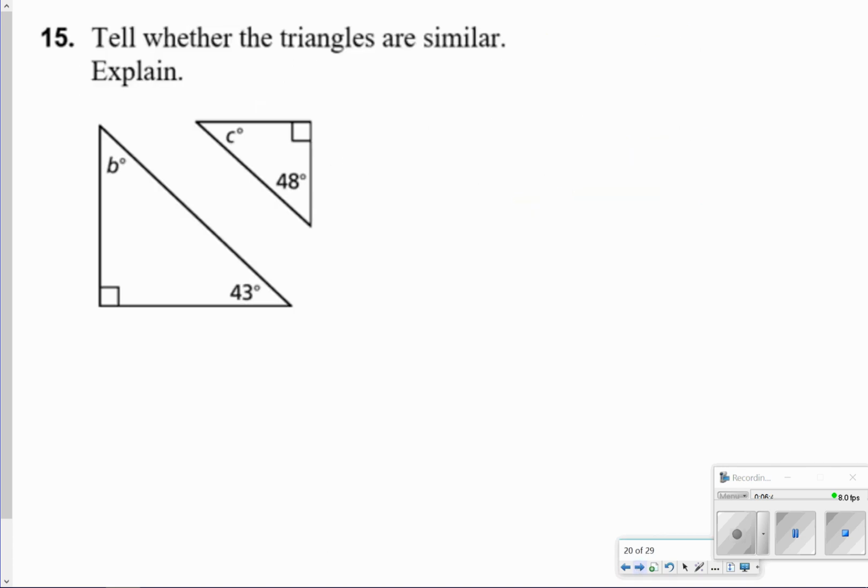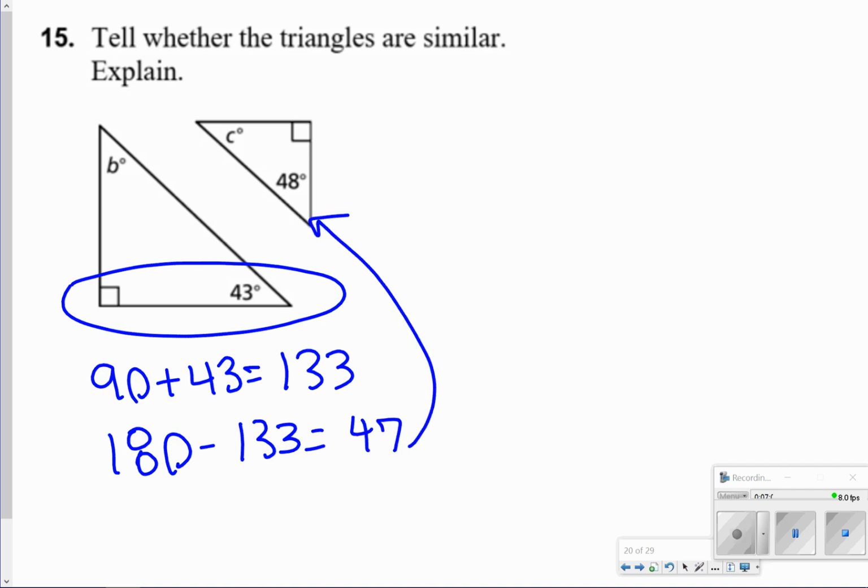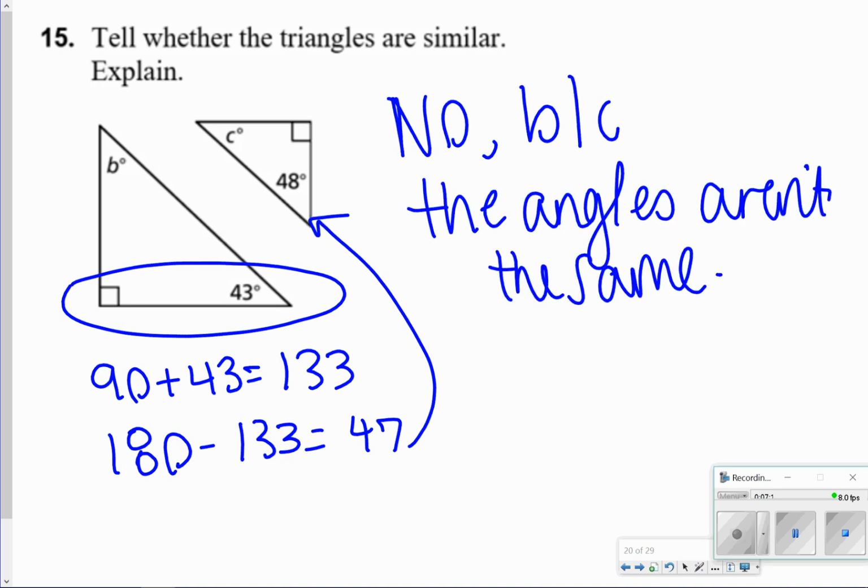For number 15, tell whether the triangles are similar and then explain. So what I did here is I just added these two. I'm going to add 90 plus 43, and that should give me, I think, 143 or 133. And then I take 180 minus 133, and that gives me 47. 47 does not match this one, so I'm going to say no for number 15 because the angles are not the same. In order for them to be similar, they have to have the same angle measurements.